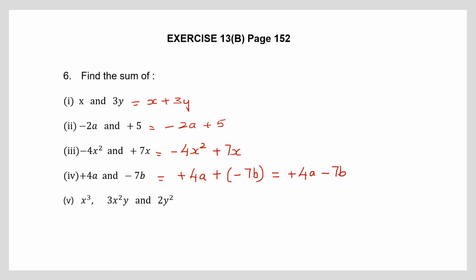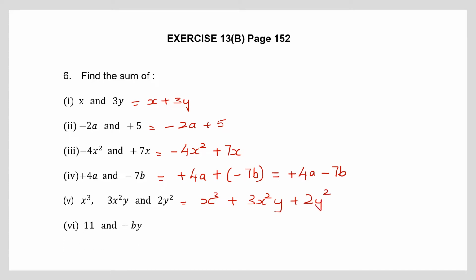Fifth one, x cube plus 3x square y, and we have 2y squared. These are all unlike terms. My answer will be x cube plus 3x square y plus 2y square.